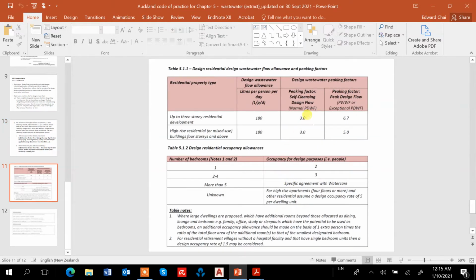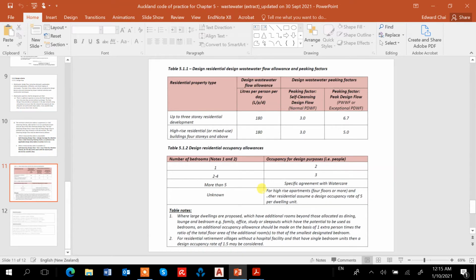So the peaking factor for the self-cleansing is 3, and the peaking factor for the peak design flow is 6.7 for the up to 3-story residential development.